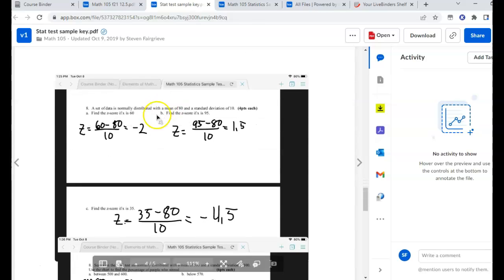Remember the process for computing z-scores. We take the data value minus the mean, and then divide by the standard deviation. Okay, we don't need to go any further with these ones. We're only doing the z-scores here.